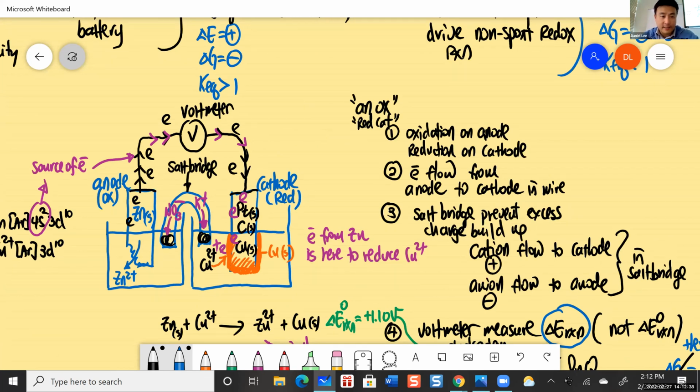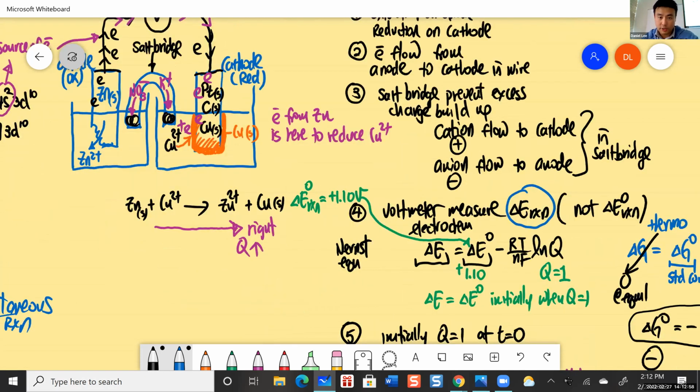Electron flow in the wires is from anode to cathode, period. The salt bridge prevents charges from building up. Cation, potassium ion, flows to the cathode, anion goes to the anode. You need it. If you remove the salt bridge, the battery will stop. So the E will drop to 0 right away. The voltmeter will measure 0 if you pull the salt bridge away.